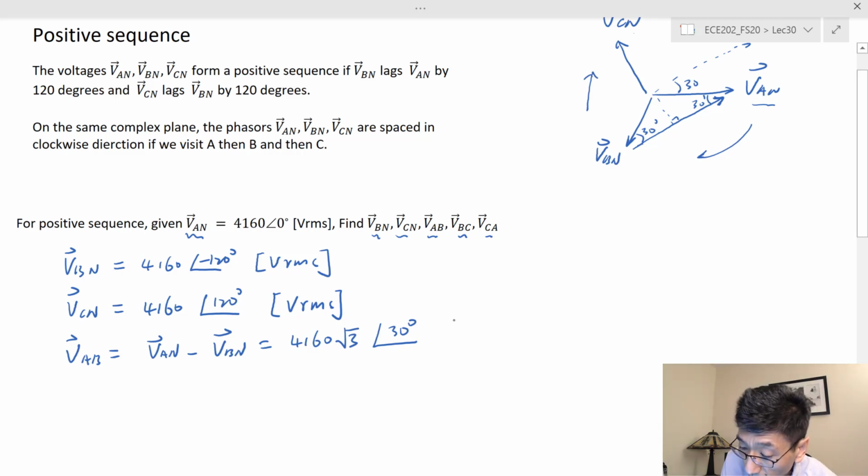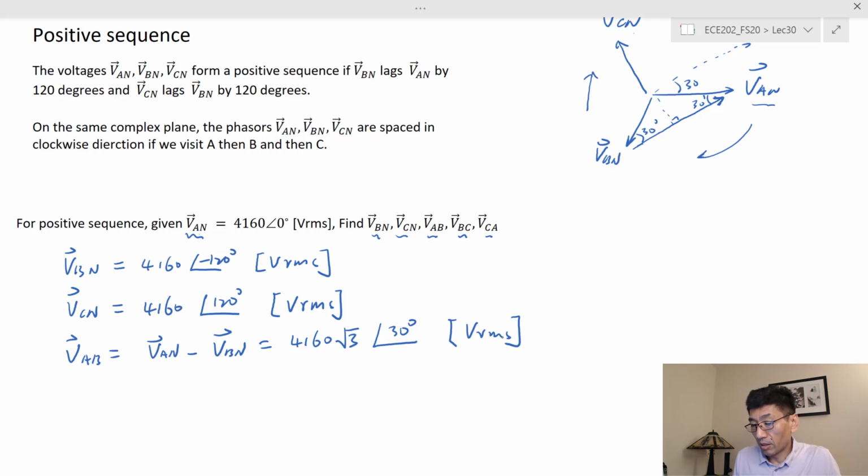So you don't have to use a calculator. If you want to use a calculator, that's fine. You can just use VAN minus VBN, and then convert to the polar form. That will definitely work. But if you use a phasor diagram, everything is really simple, and it's almost impossible to make any mistake here.